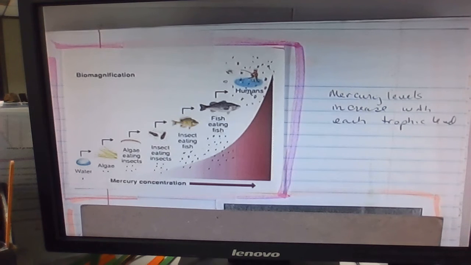Alrighty. Next, thermal pollution. Please read for us the definition of thermal pollution, Kale.